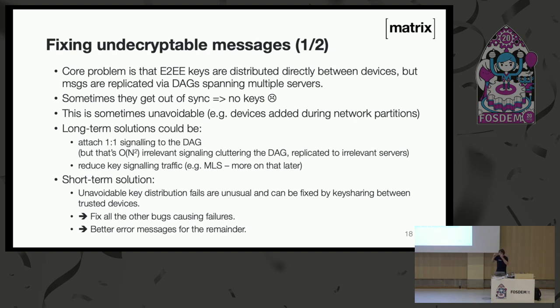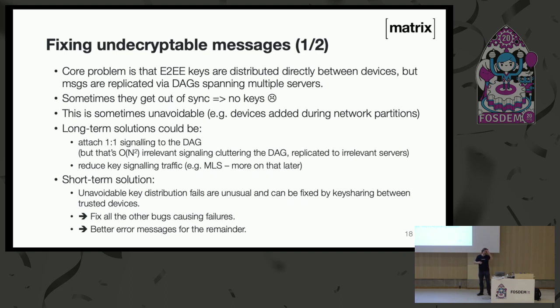So the core problem about this is architecturally today, keys follow a different transport path than the messages. In Matrix, the messages can be replicated everywhere and you can indirectly get them from random servers and you can have 10 servers in the room and all of them can go down apart from one and you'll still get the messages because that server has the messages. However, that is not the path that keys take.